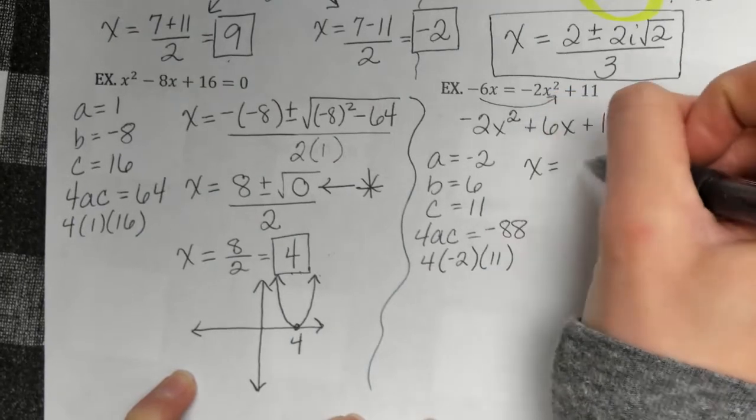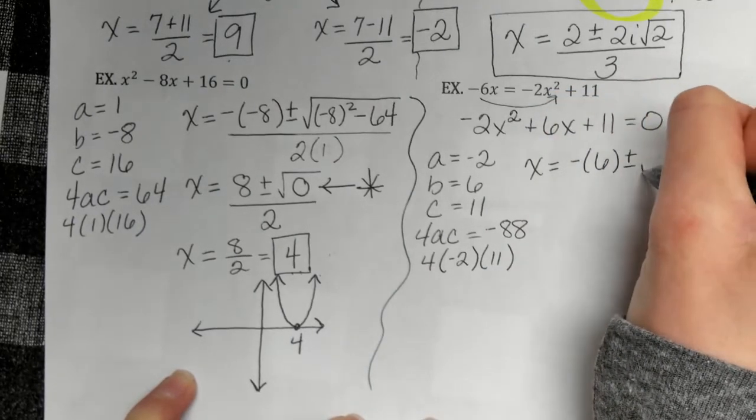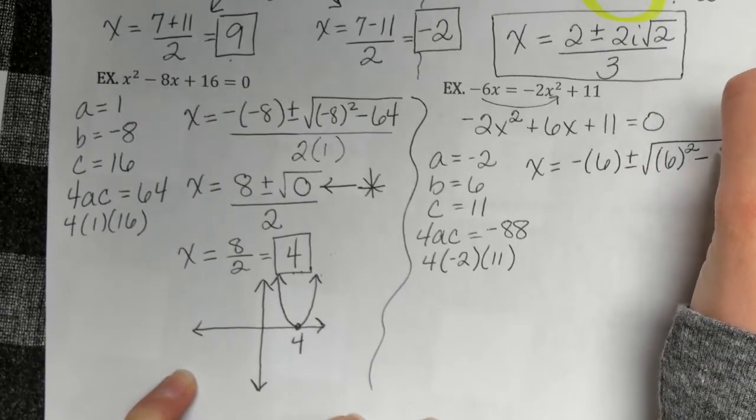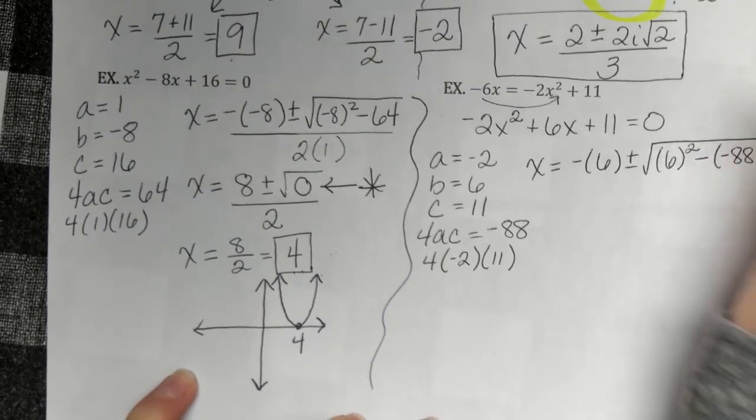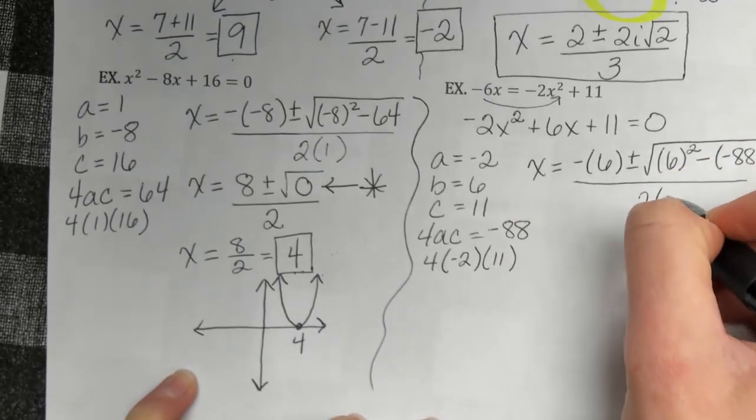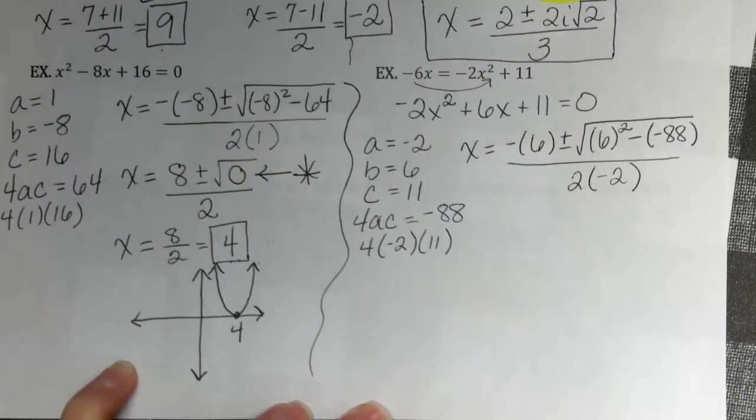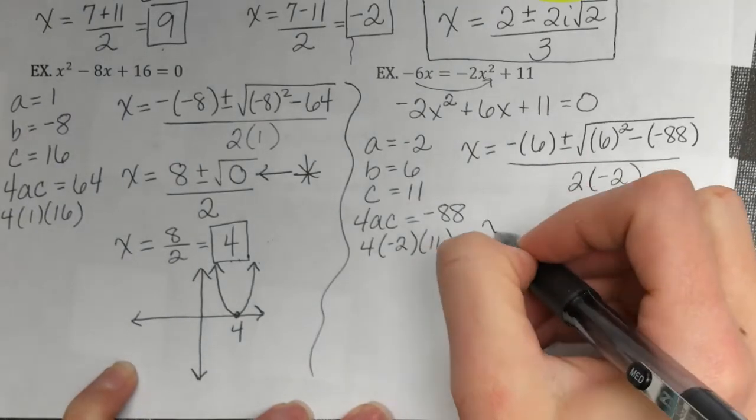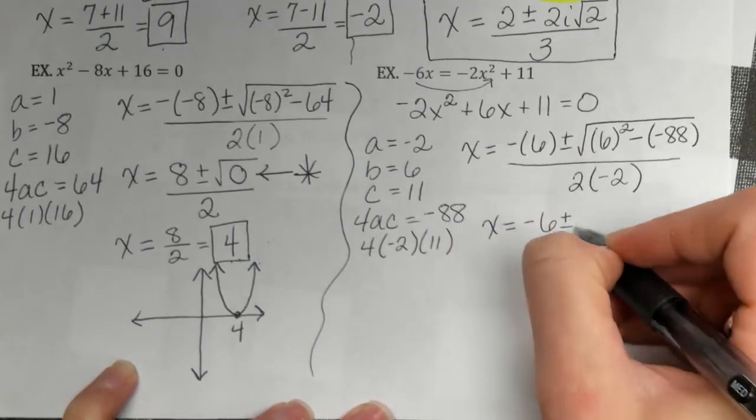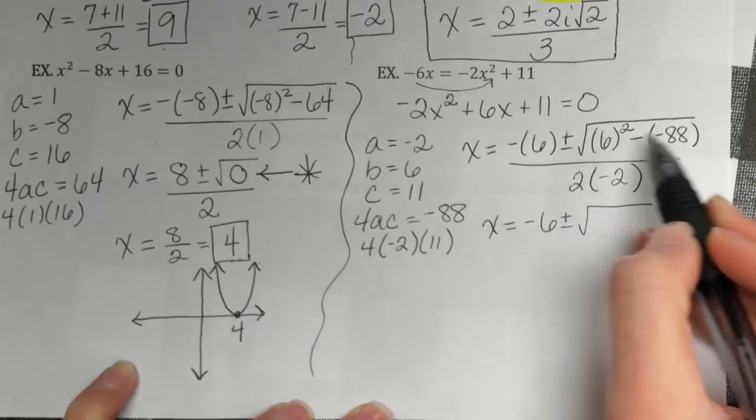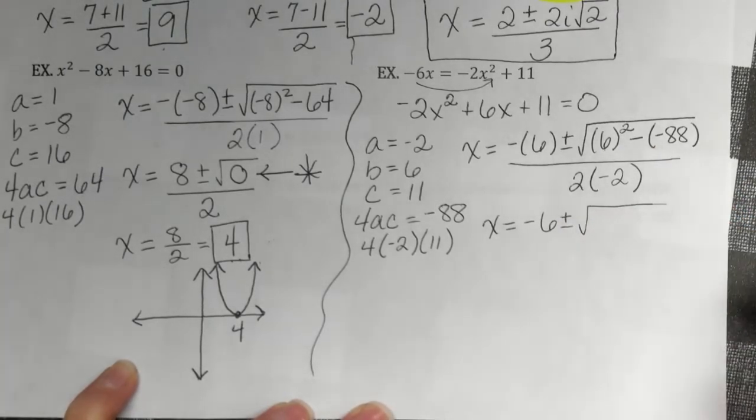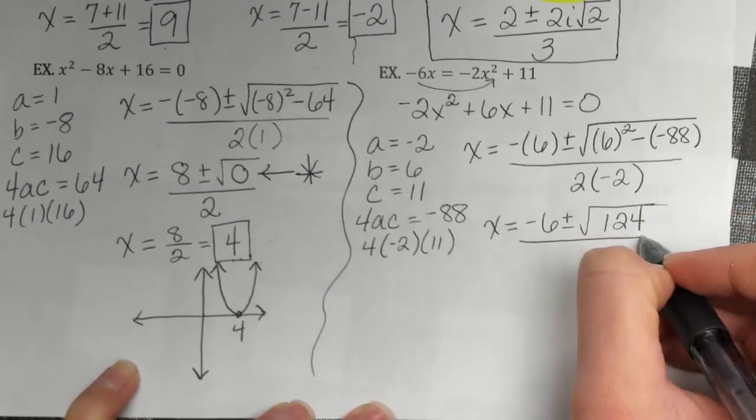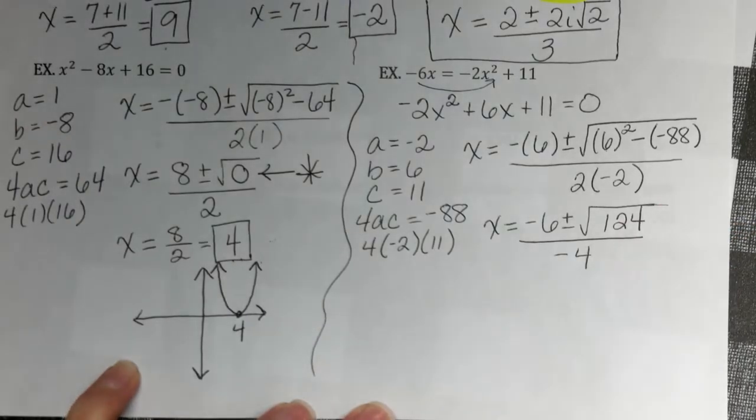So I've got x is equal to negative 6 plus or minus the square root of 6 squared minus negative 88, all over 2 times negative 2. So x equals negative 6 plus or minus the square root of, I've got a 36 plus 88, and that's going to give me what? 124, all over negative 4.